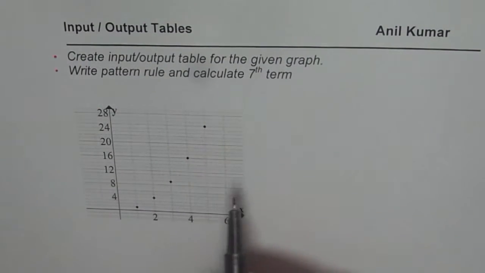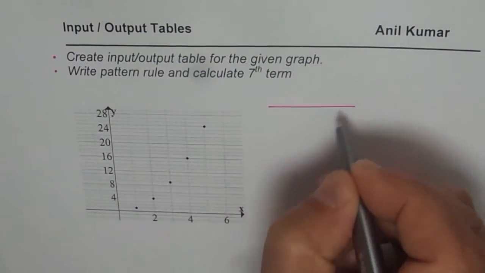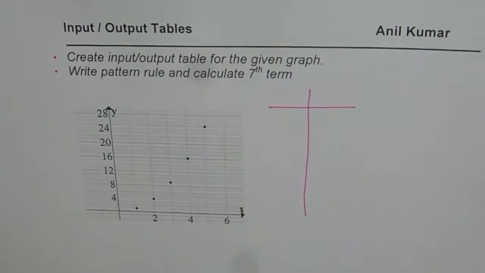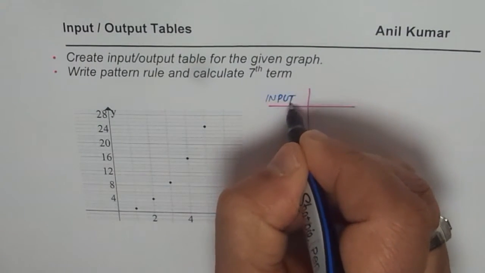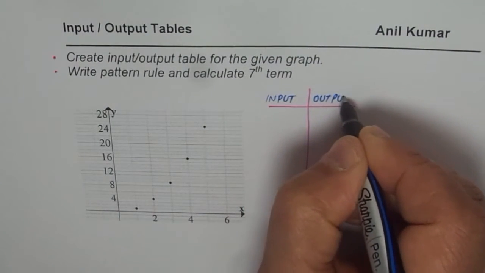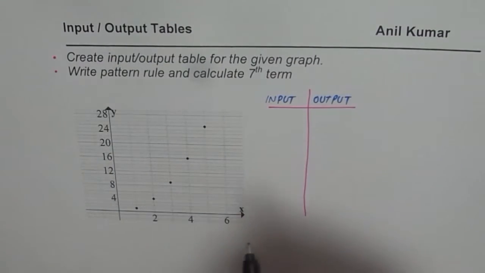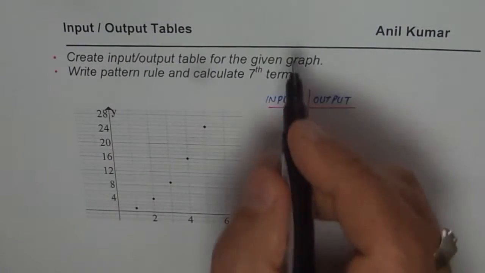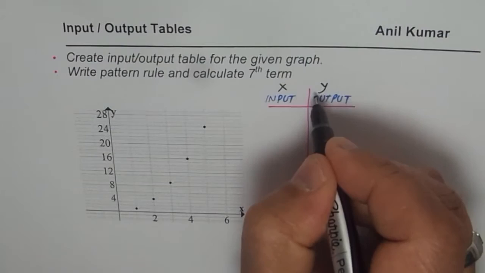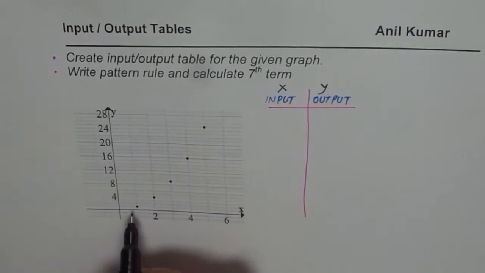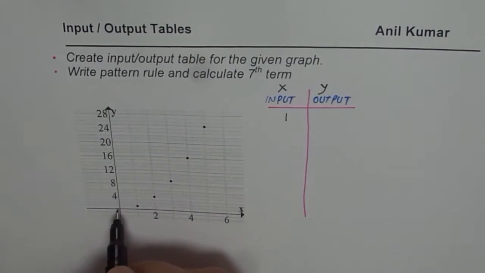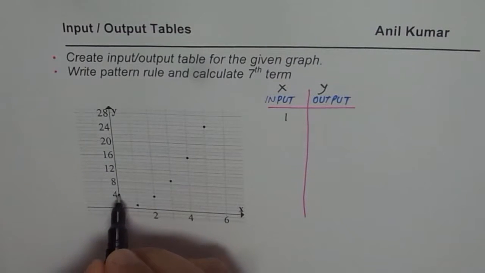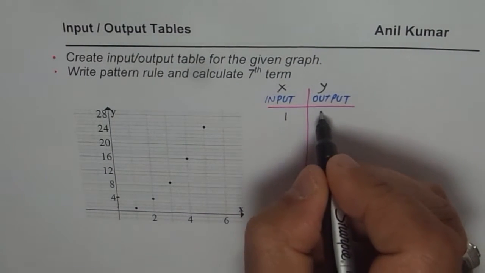So to create the input-output table, let us sketch two columns with input on the left side and output on the right side. Input refers to x, so let me write x for input, and y for output in this graph. And we are given 5 points. The first point is at 1, that is the x value. At 1, what is the y value? So 1, 2, 3, 4. So it is 1. So at 1, the output is 1.